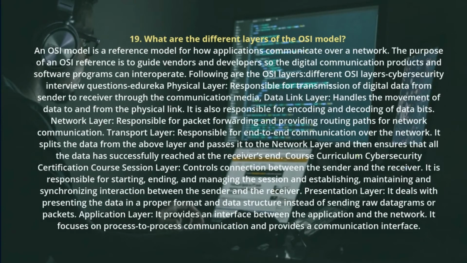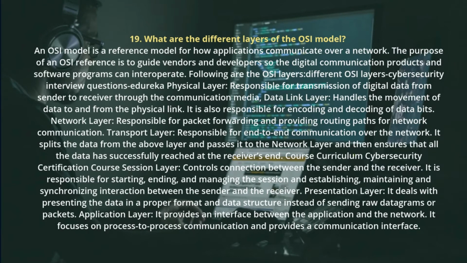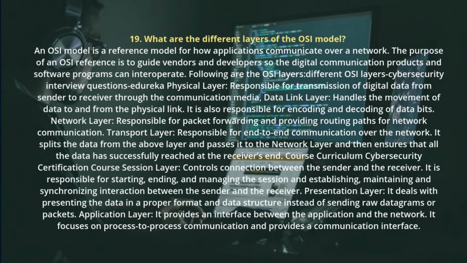19. What are the different layers of the OSI model? An OSI model is a reference model for how applications communicate over a network. The purpose of an OSI reference is to guide vendors and developers so that digital communication products and software programs can interoperate. Following are the OSI layers. Physical layer, responsible for transmission of digital data from sender to receiver through the communication media. Data link layer, handles the movement of data to and from the physical link. It is also responsible for encoding and decoding of data bits.